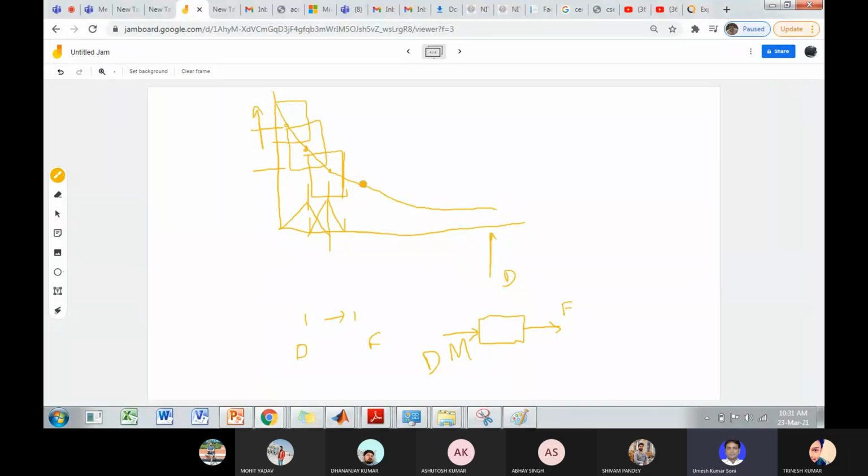So what is the knowledge base? The database is what is used for making the membership functions. Okay, is it clear, Dinesh? Yes, sir.